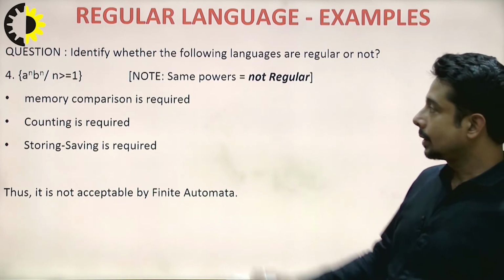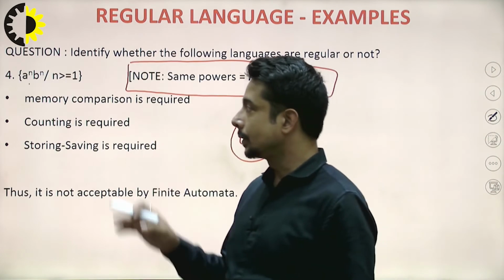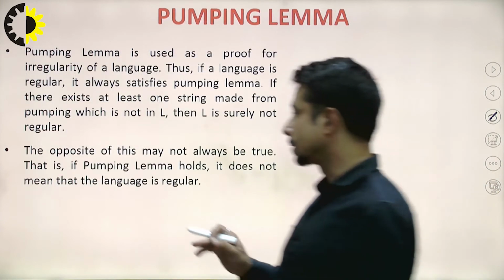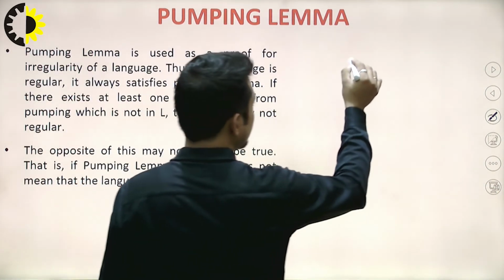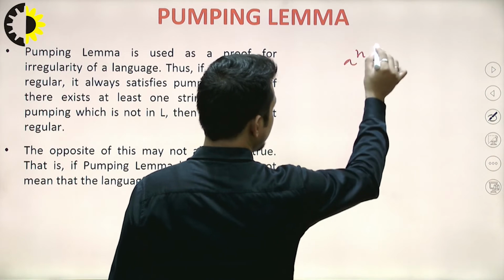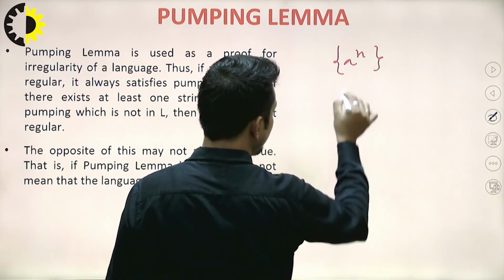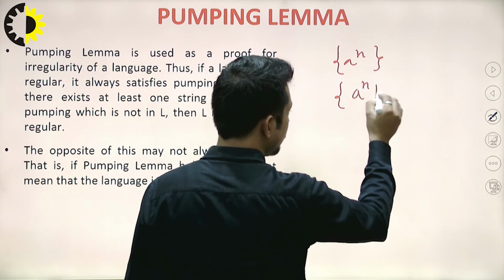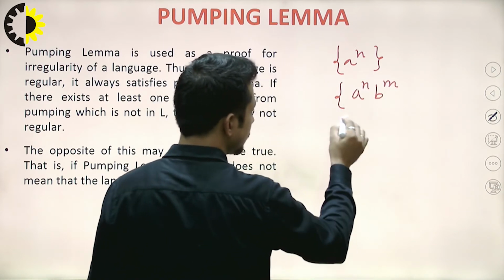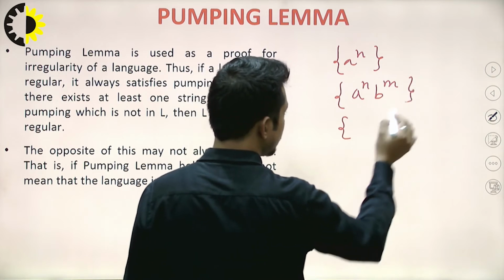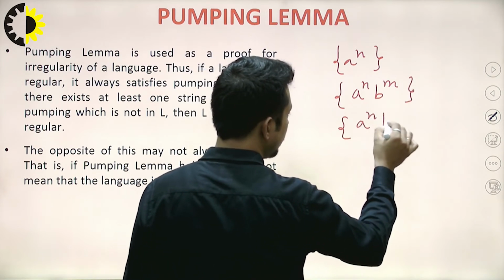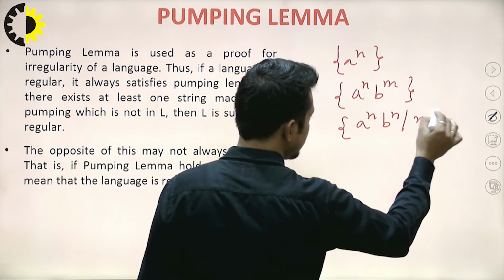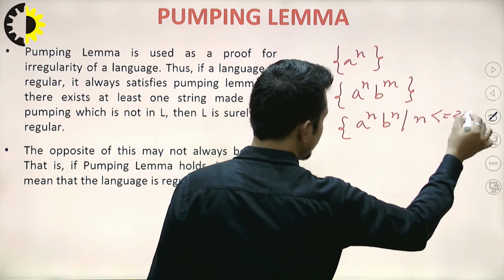So this is what I have tried to discuss with you all. I have discussed a to the power n, if single power. We have also discussed a to the power n, b to the power m, if different powers. Then I discussed a to the power n, b to the power n, but the condition of n is finite.